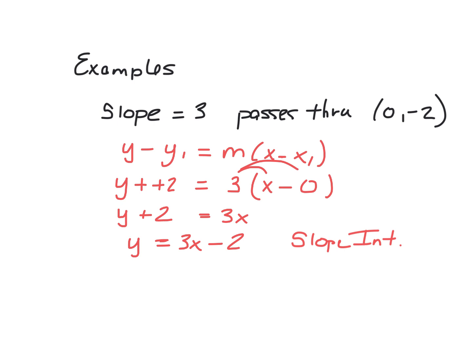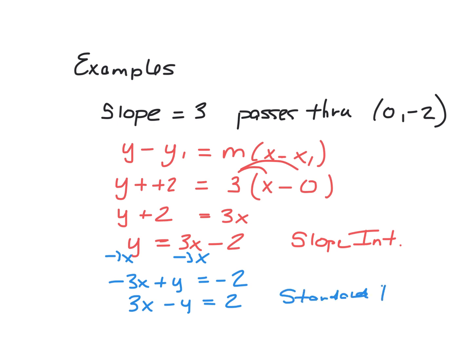I could ask you to change this now to standard form. And then we would subtract 3x. And then I'd make my a positive, and that would be standard form. Making it easy to graph that because your x-intercept would be 2/3 and your y-intercept would be negative 2.